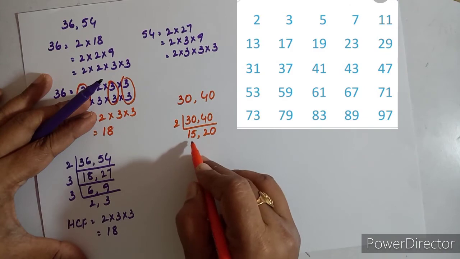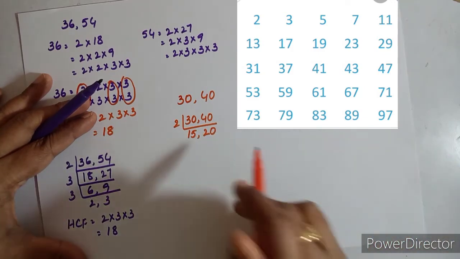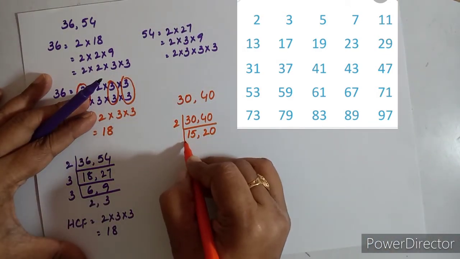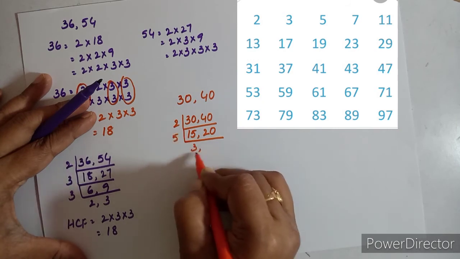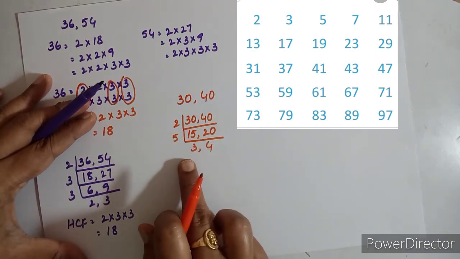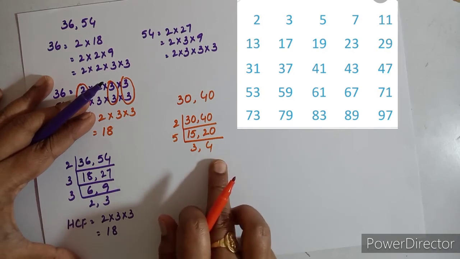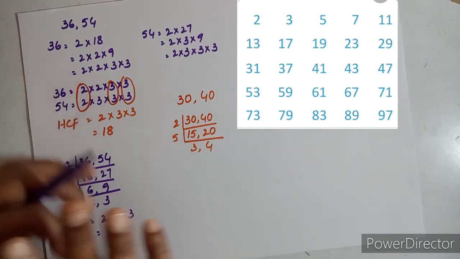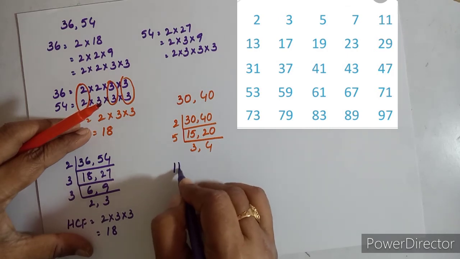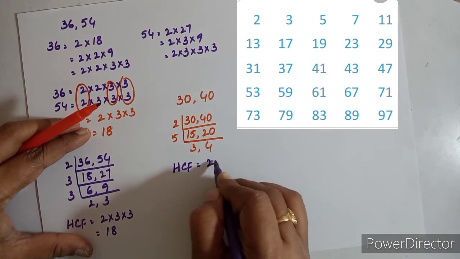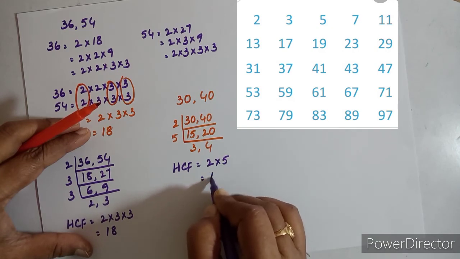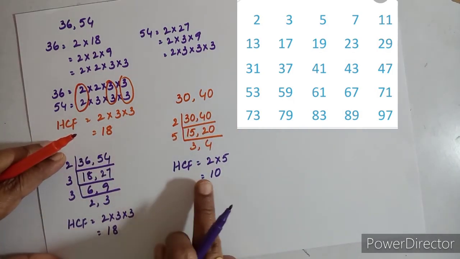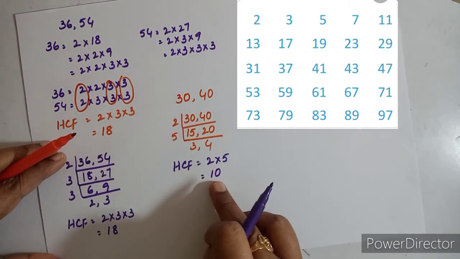Let us try with the 3 table. In the 3 table we will get 15, but we will not get 20. Now go with the 5 table. In the 5 table you can divide 15 and 20. So take the 5 table: 5 3s are 15, 5 4s are 20. When you see here 3 and 4, we will not get them in a single table other than 1. So at this point you can stop dividing. Now you can write what the HCF is. Multiply 2 into 5, which is 10. This is called the HCF of 30 and 40. So the highest common factor for 30 and 40 is 10.